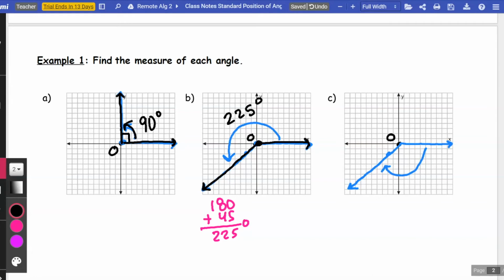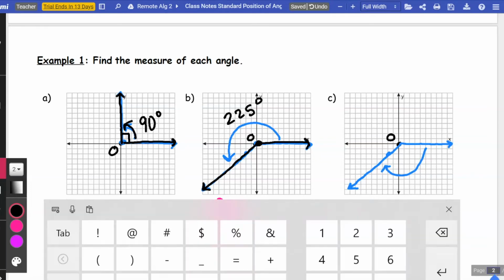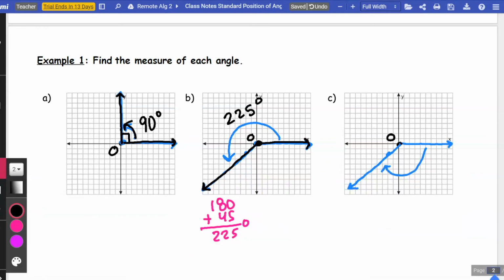All right, and then part C. Our initial side always starts at the origin and goes along the positive x-axis, and our terminal side is here, and it looks like the terminal side rotated clockwise. So rotating clockwise gives me a negative angle. We're going to have a negative angle this time, and it looks like it has about the same placement as the one in part B did.